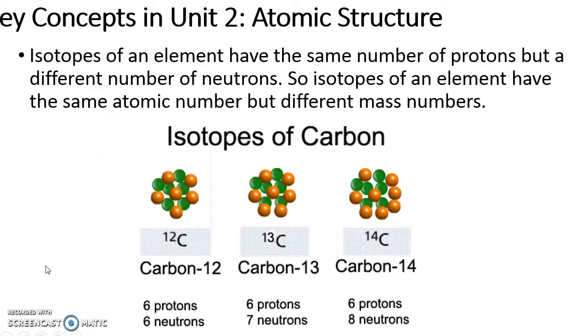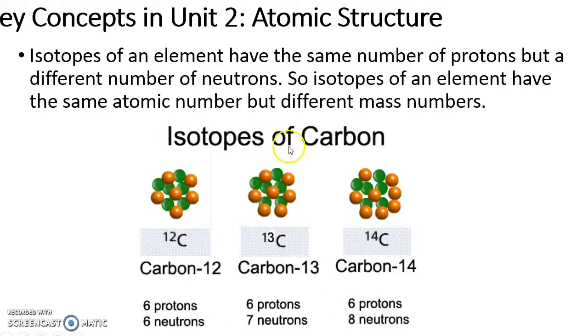Isotopes of an element have the same number of protons, but a different number of neutrons. So isotopes of an element have the same atomic number, but different mass numbers. So here are 3 isotopes of carbon. This is carbon-12. It has 6 protons and 6 neutrons. This is carbon-13. It still has 6 protons, but it has 7 neutrons. And then this is carbon-14. It has 6 protons and 8 neutrons.